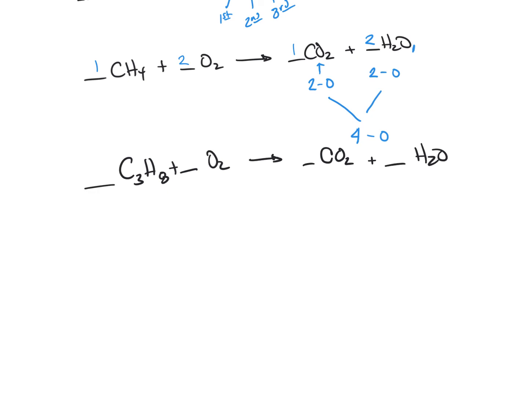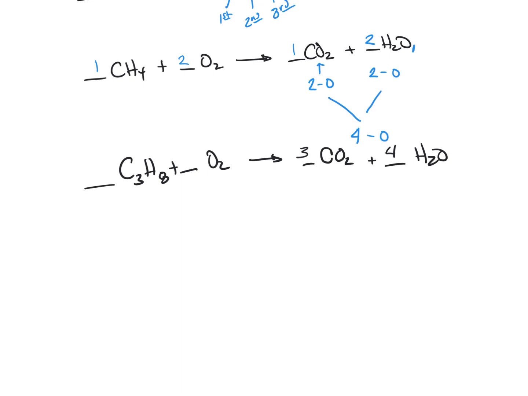Okay, so I'm going to start with carbon first. Carbon, there's 3 here, and there's 1 there, so I'm going to go ahead and place a 3 in front, just like that. Now I'm going to go to hydrogen, because rule of Cho, hydrogen is second. We have 8 here. We only have 2 here, so we're going to put a number that when multiplied by 2 gives us 8, and that number, hopefully you can see, is going to be 4.